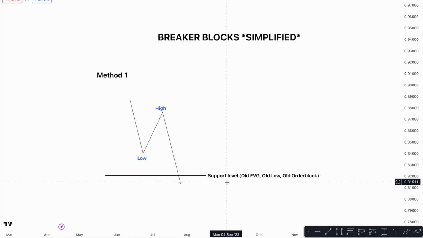Now this previous support level could be an old fair value gap, it could be an old swing low, or it could be an old order block. Basically some sort of level that has some significance. We want to see price get into that, and then we can start looking for a breaker block.